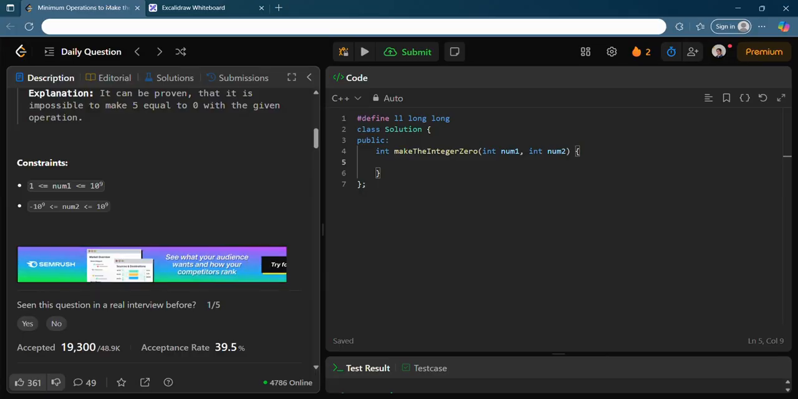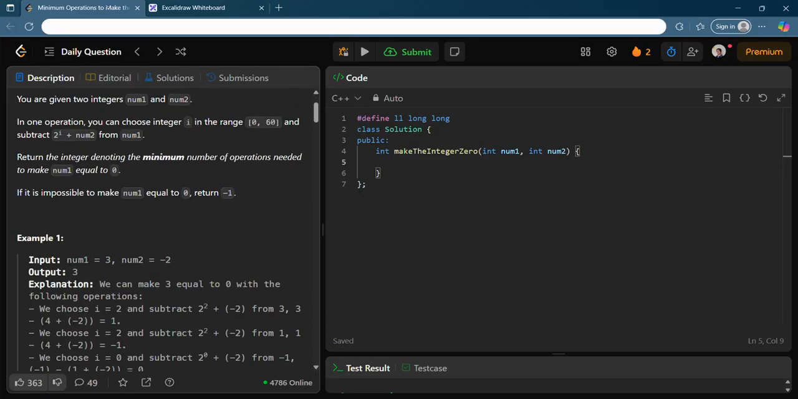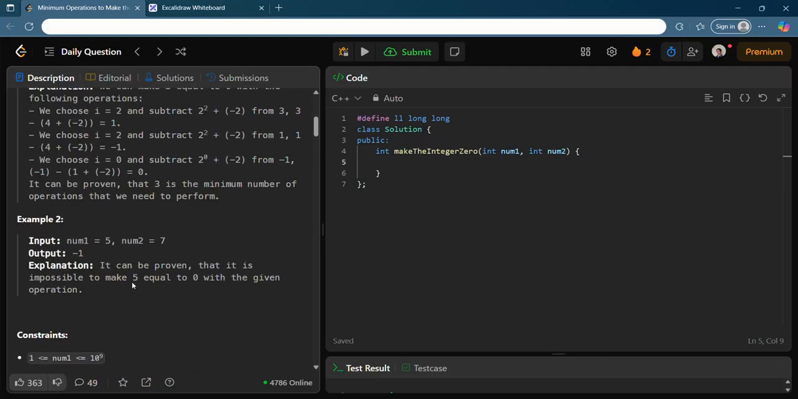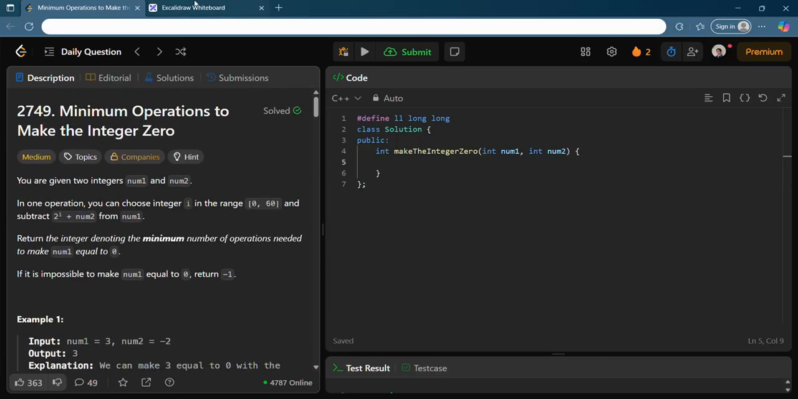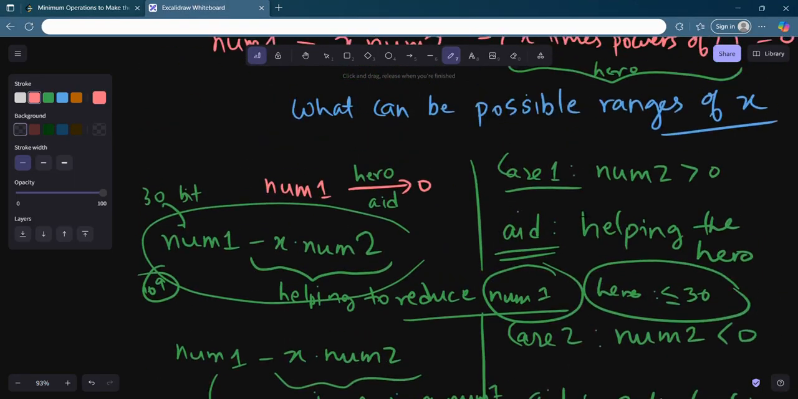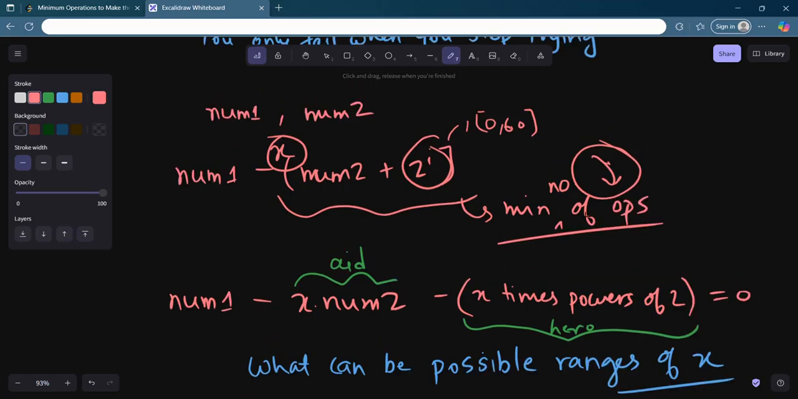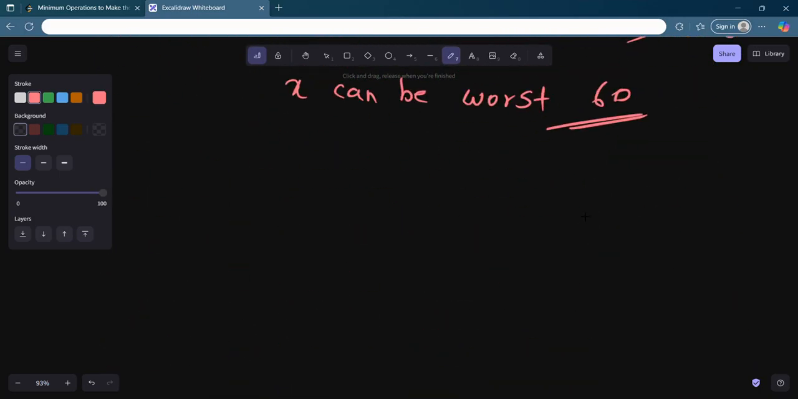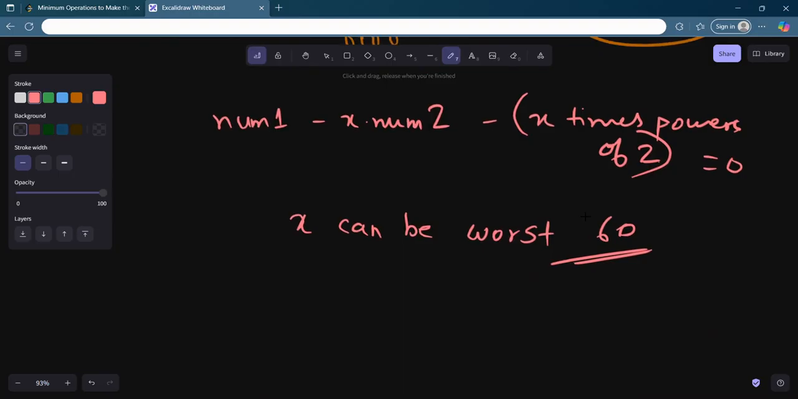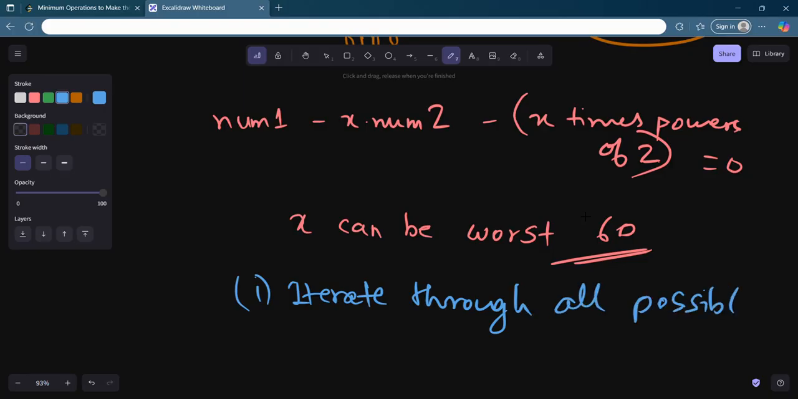So the number of operations which you are asked in the question, your answer, this output, whatever output you see here, the output is 3, here the output is -1, meaning it cannot be done. So this output can go till 60, it cannot go above that. If you notice that x can be at worst 60, the idea which immediately comes to your mind is to iterate through all possible values of x.